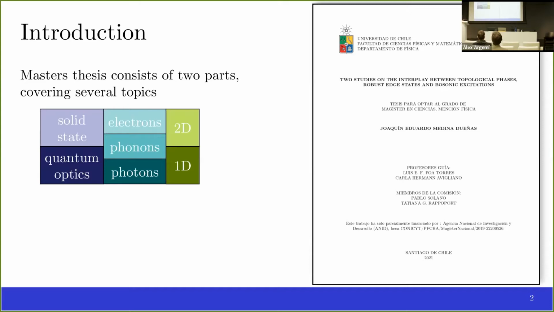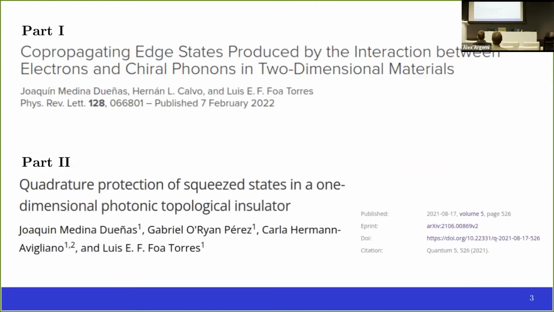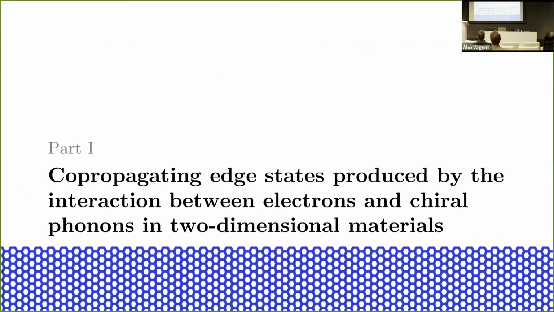So we are going to work within the frameworks of solid-state physics and quantum optics as well. We're going to deal with the behavior of particles such as electrons, phonons, and photons in two-dimensional systems and one-dimensional systems. Part one of this presentation is going to be about the article "Co-propagating edge states produced by the interaction between electrons and chiral photons in two-dimensional materials", where we look at the interplay between electrons and phonons in a two-dimensional solid-state system. And in part two, we will focus on an optic system where we study the quadrature protection of squeezed states in a one-dimensional photonic topological insulator. We start with part one.